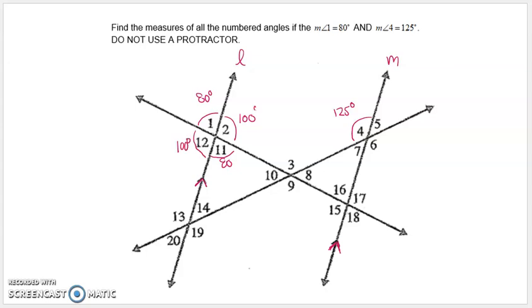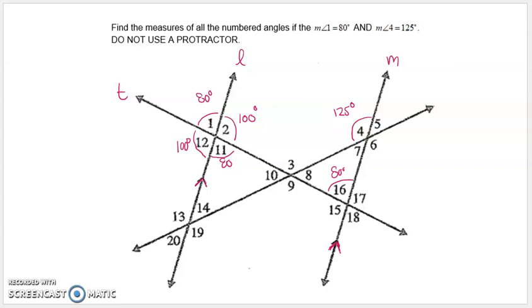Now let's use the fact that L and M are parallel. And notice we have a transversal. I'll call it transversal T. So along transversal T, I have parallel lines L and M. That means that angles 16 and 1 are congruent because they are corresponding angles. So the measure of angle 16 is 80 degrees.